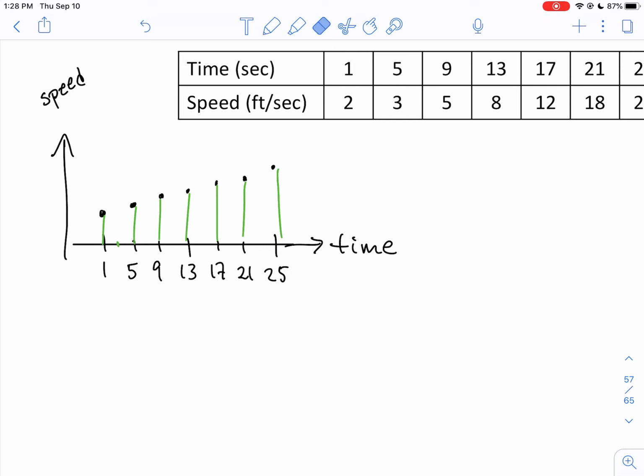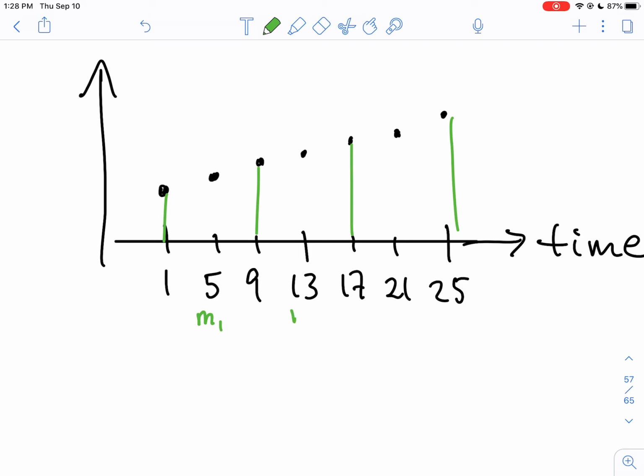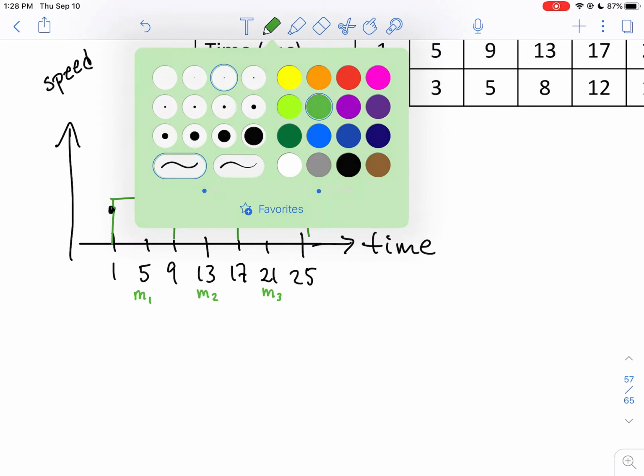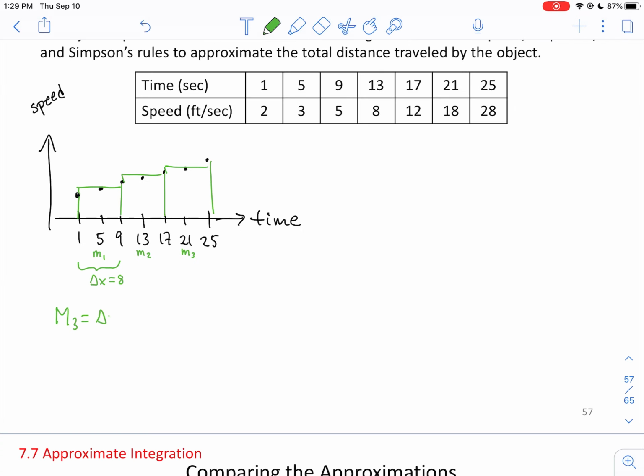But what I can do is pretend like we only have 3 subintervals. And now I can use the 5 as the first midpoint, the 13 as the second midpoint, and the 21 as the third midpoint. And so whatever those heights are, I'm going to make my rectangles out of those heights. Okay, so when I do this, because I'm only doing 3, the delta x is from 1 to 9. So delta x is 8 in this case. Let's calculate M3, which is delta x times f of 5 plus f of 13 plus f of 21.